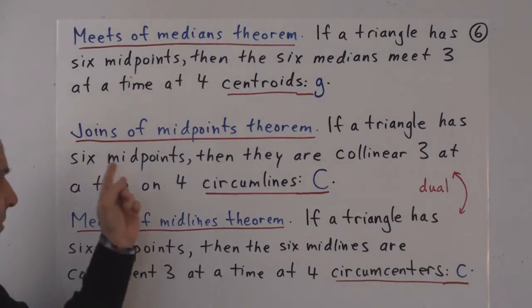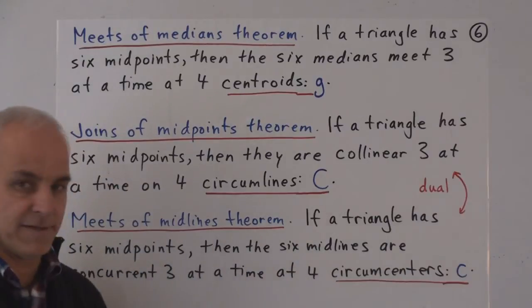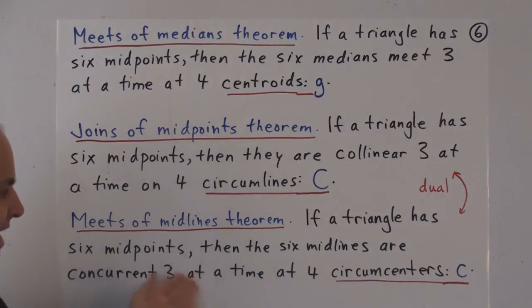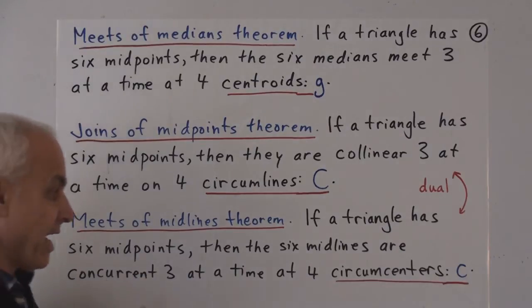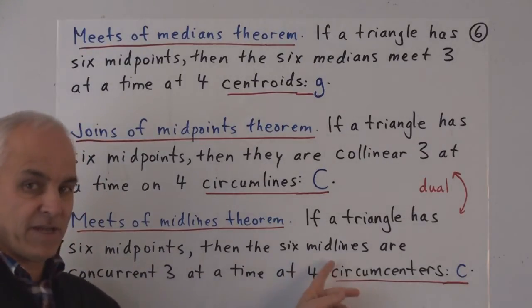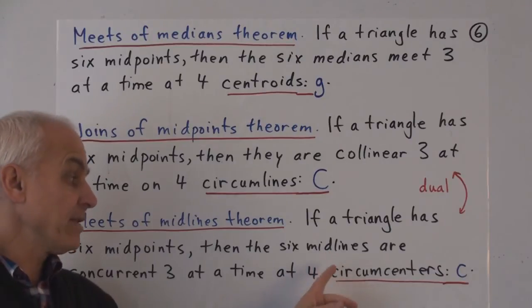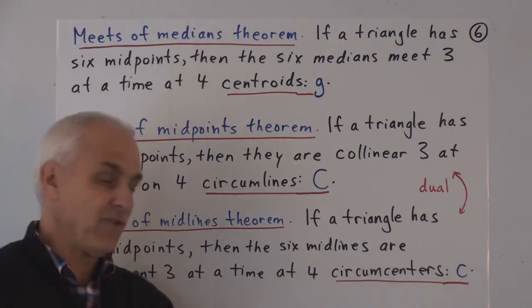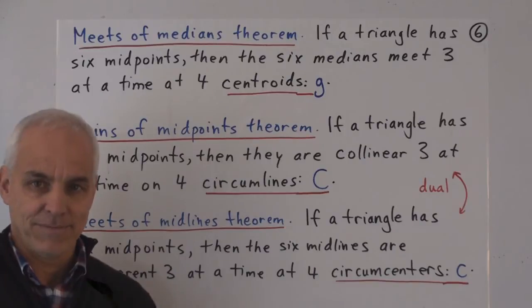So it's crucial that the duals of the midpoints are the midlines. That's what's making this happen. So we now have to have another picture to show the midlines. We haven't yet seen a picture illustrating the midlines. Now we can do that. Also, we'll get to see the circumcenters appearing.